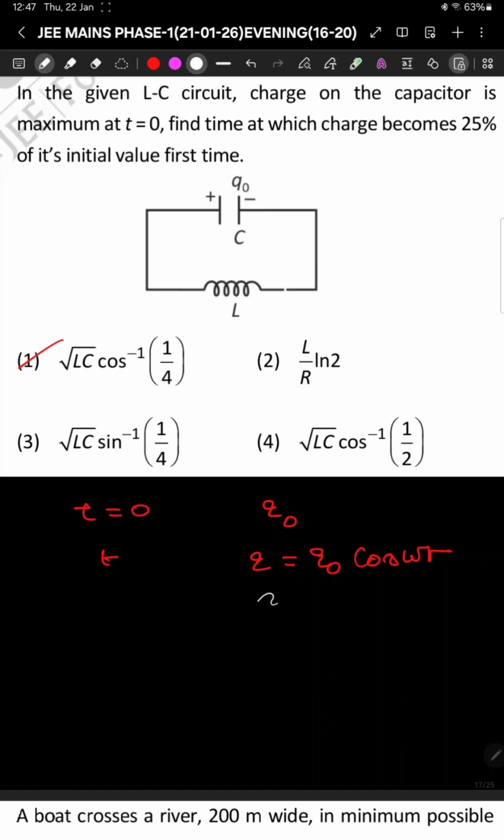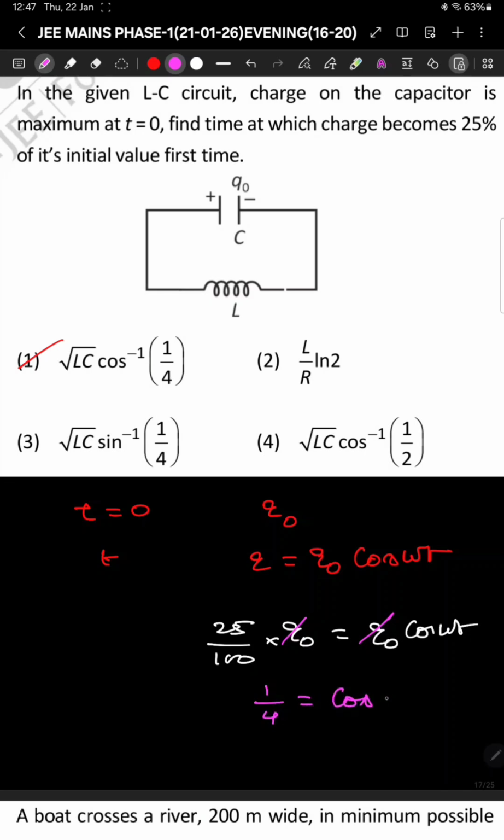Now, charge becomes 25% of initial value. So 25% of initial value equals Q naught cos omega t. Here you can see Q naught gets cancelled. So 1 by 4 equals cos of omega t. Resonance frequency of LC oscillator omega equals 1 by root LC. So omega value we know, 1 by root LC, into time t.